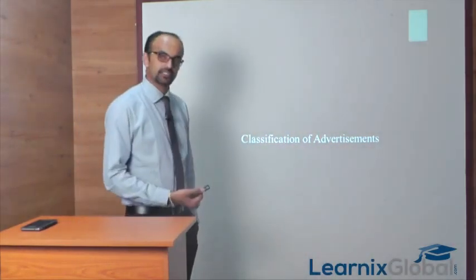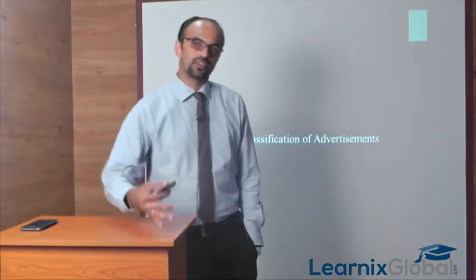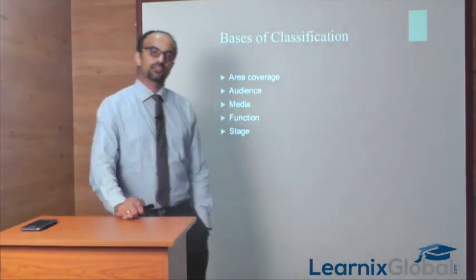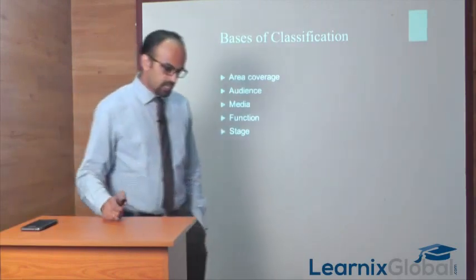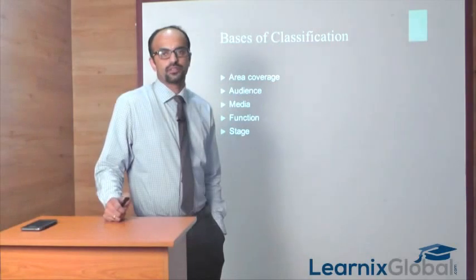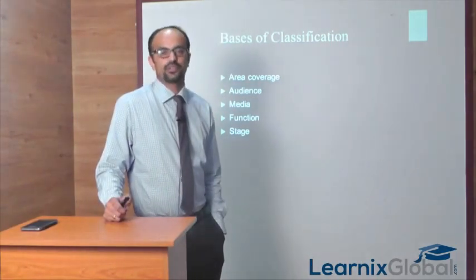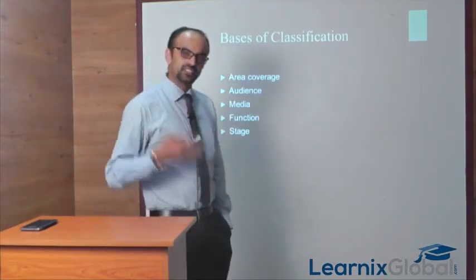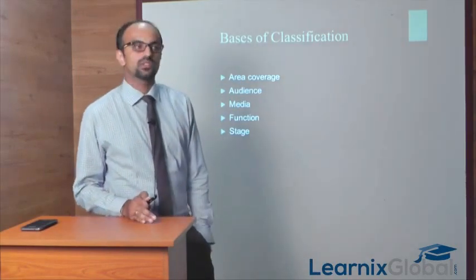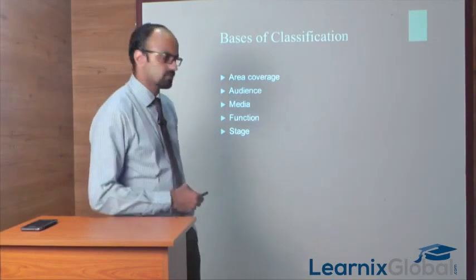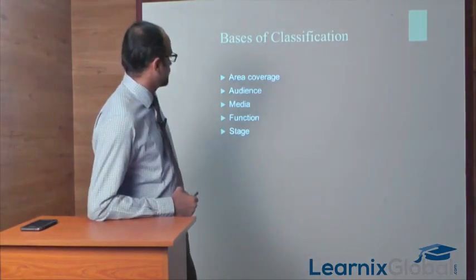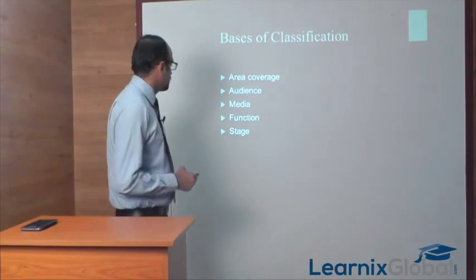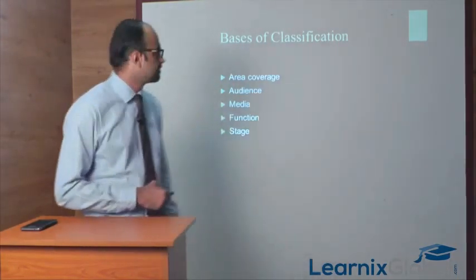Let's look first at the bases of classifying advertisements, and then we look at each base and the different classifications under each. Now the bases are: one, you can classify advertisements based on the area coverage that you're expecting. Are you talking about a national product or international coverage that you are looking at? Based on that, you can classify your advertisement. Then the audience which you want to talk to, the type of audience you'll be selling to or targeting. The media, as I told you to start with, is print media, broadcast media, and so on, or the function or the stage, which we'll go into in detail.